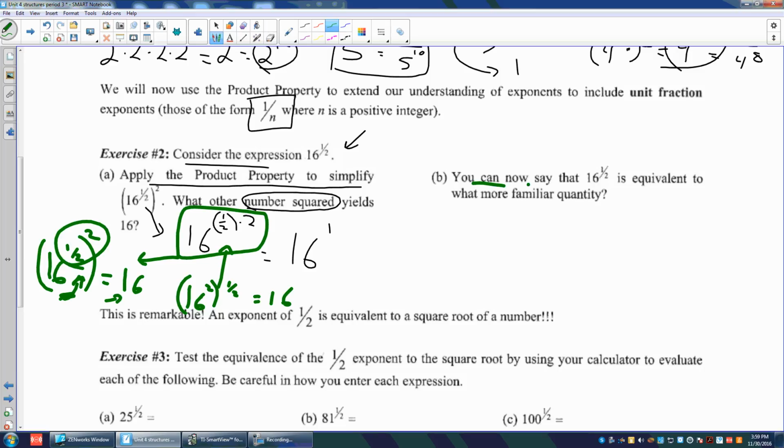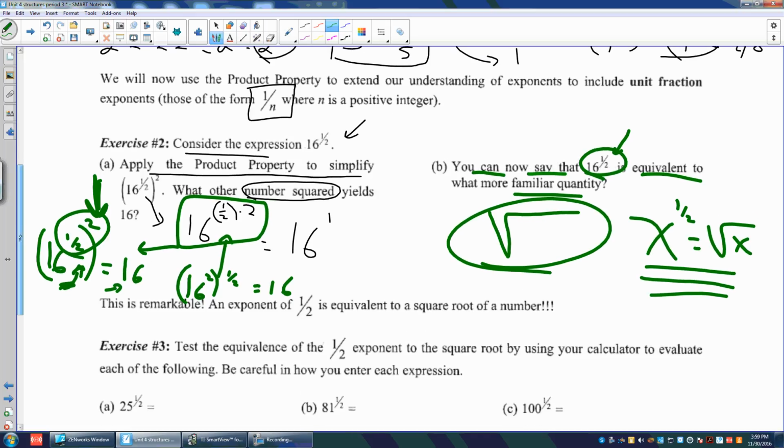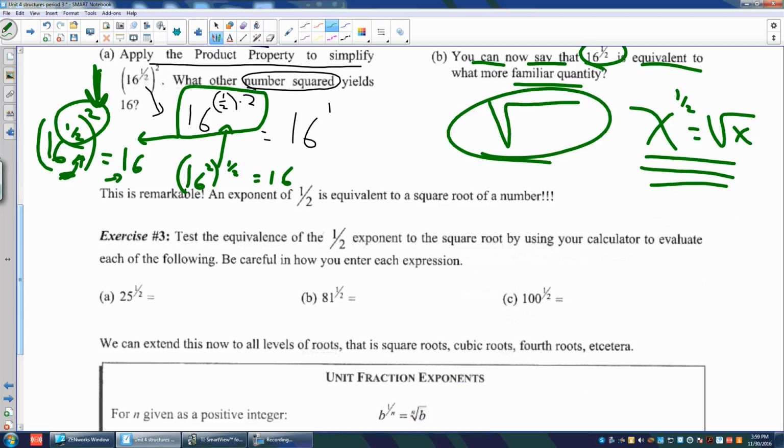You can now say that 16 to the 1/2 is equivalent to what familiar quantity? They're inverses of each other. Remember, over here on the left-hand side, we're inversing a square. What's the inverse of a square? A square root. So anything to the 1/2, x to the 1/2, is the same as the square root of x. Important idea. This is remarkable. An exponent of 1/2 is equivalent to the square root of a number.